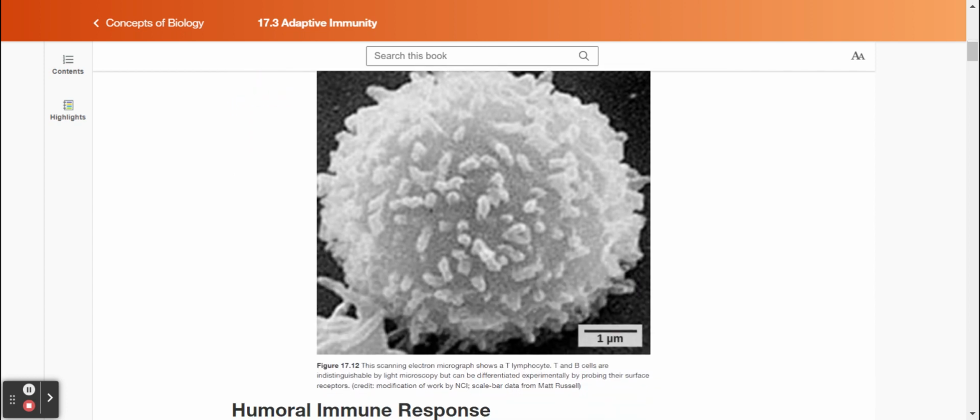Figure 17.12. This scanning electron micrograph shows a T lymphocyte. T and B cells are indistinguishable by light microscopy, but can be differentiated experimentally by probing their surface receptors.